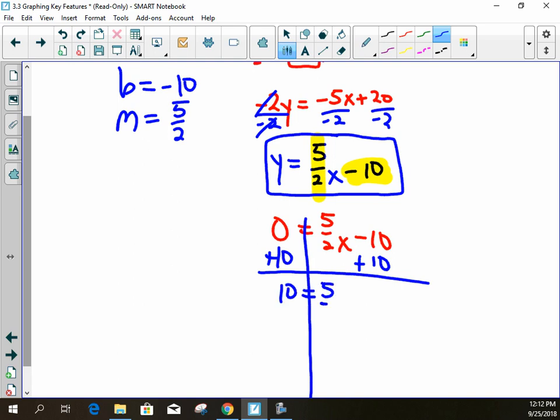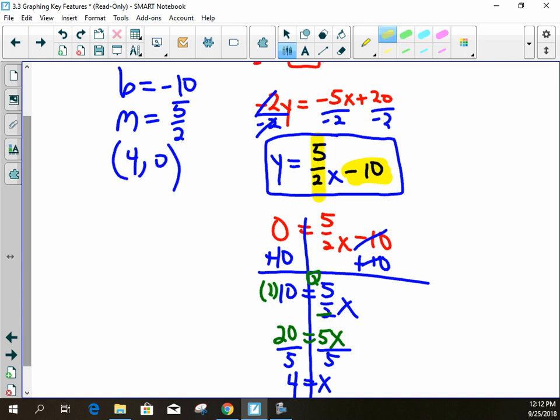10 equals 5 over 2x. Now, I multiply both sides by 2. That gets rid of my fraction. 20 equals 5x. Divide both sides by 5. 4 equals x. So my x-intercept is 4, 0, and I know what you're thinking.